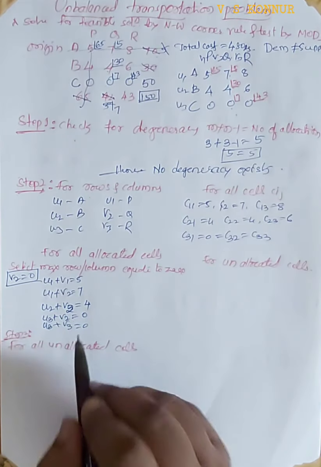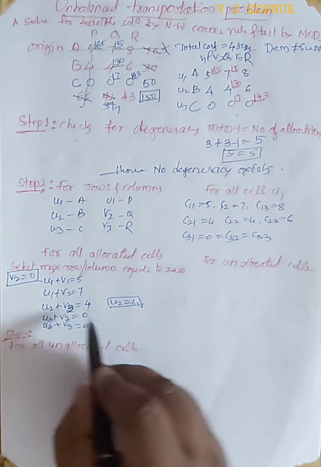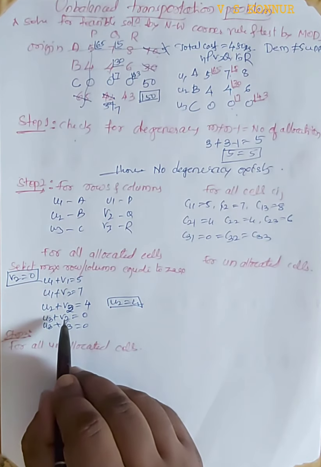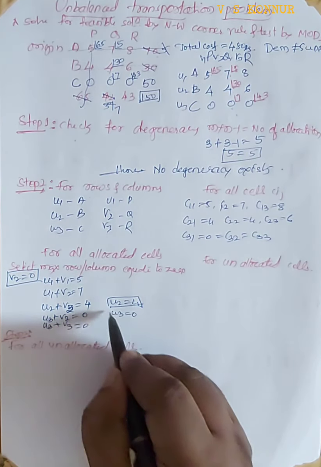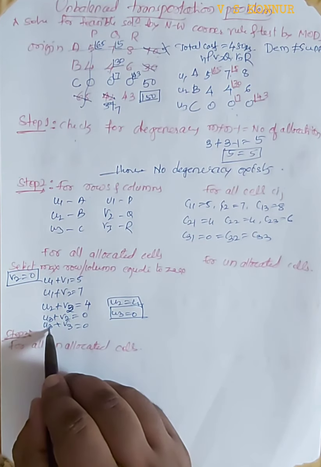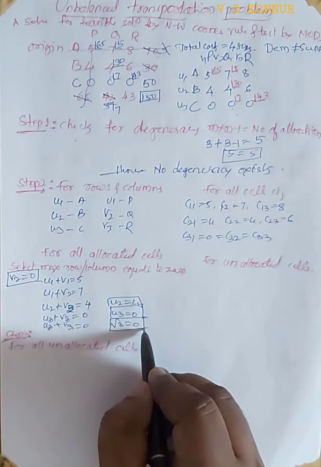Now u2 plus v2 is equal to 0, so we will get u2 equal to 4 directly, with v2 equal to 0. Then u3 plus v2 is equal to 0, so we will get u3 equal to 0 directly. Then u3 is equal to 0, v3 is equal to 0, so we will get these 3 values directly.